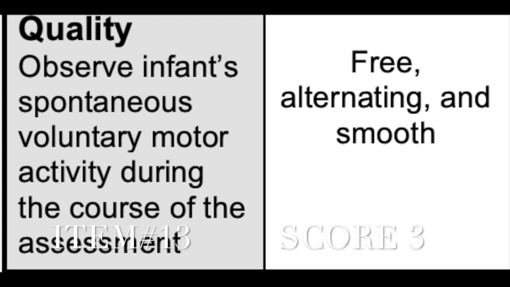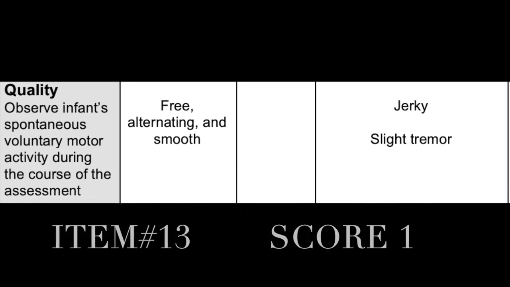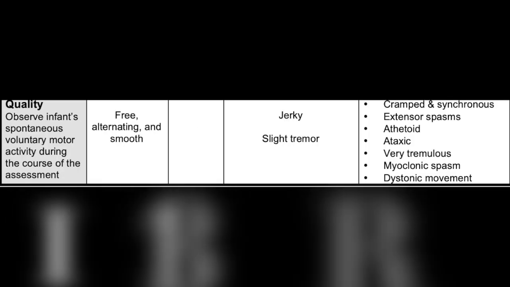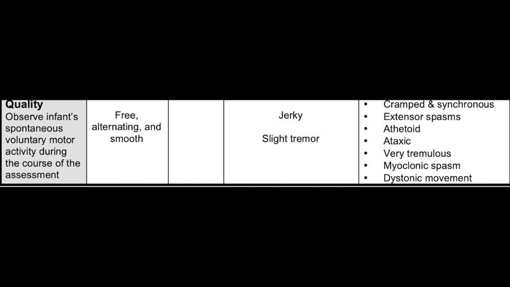Quality of movement. In order to get a score of 3, the child has to have free, alternating, and smooth movement. A score of 1 is if the child has jerky movements or slight tremor. And a score of 0 is if the child is cramped, asynchronous, has extensor spasms, athetoid, ataxic, very tremulous, myoclonic spasm, or dystonic movement.